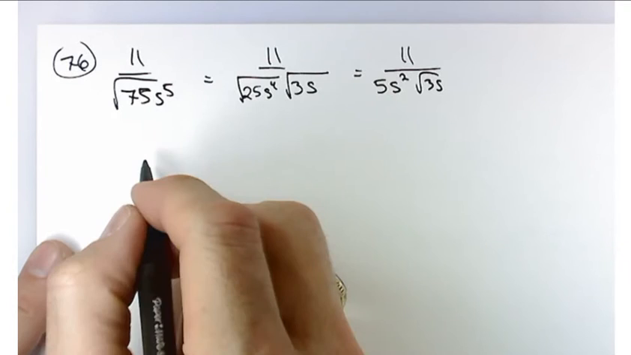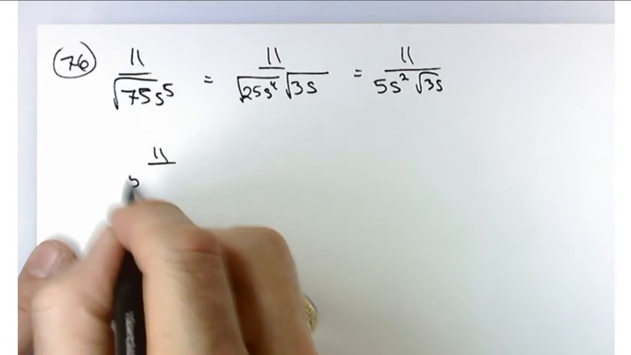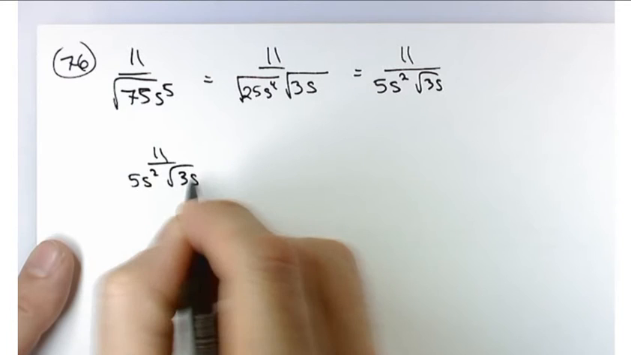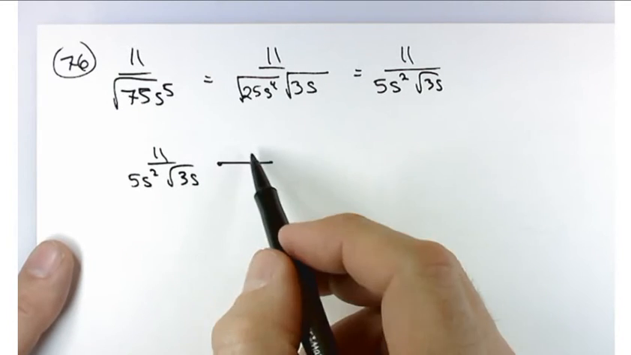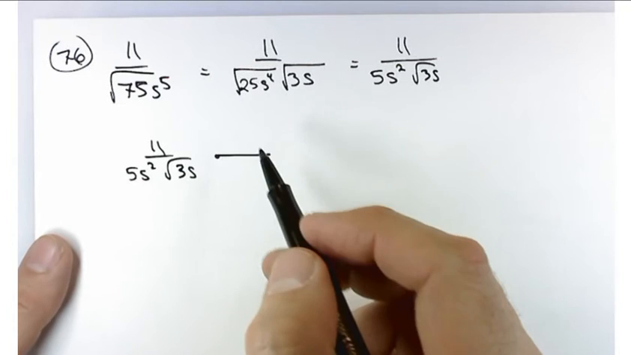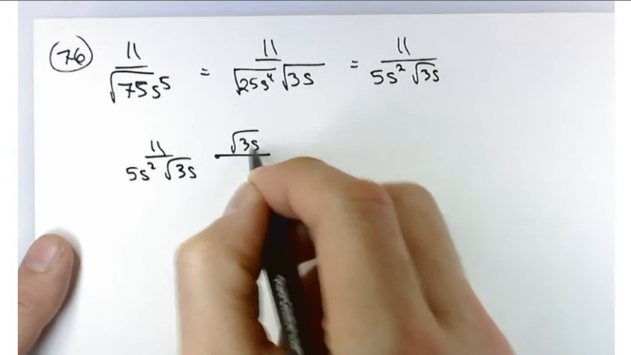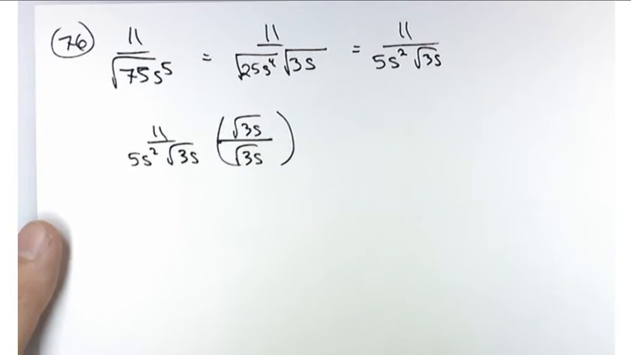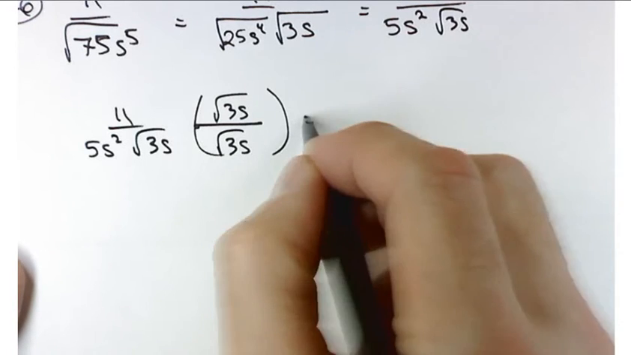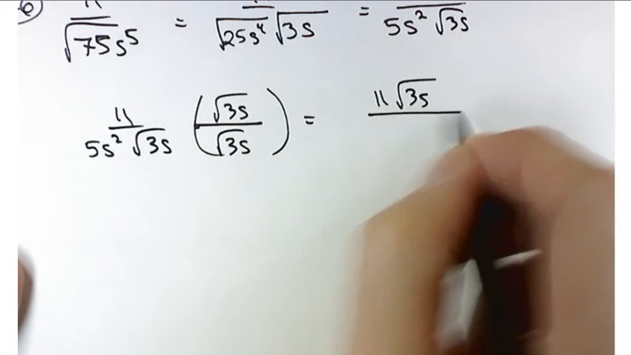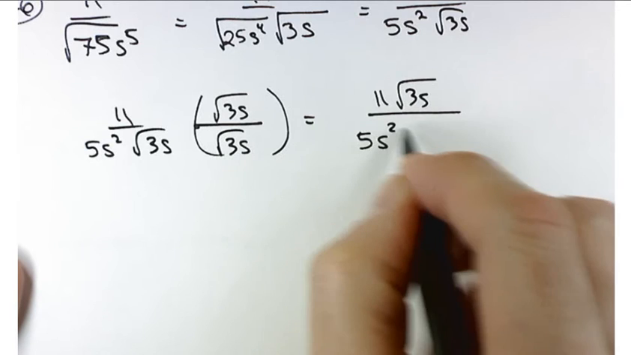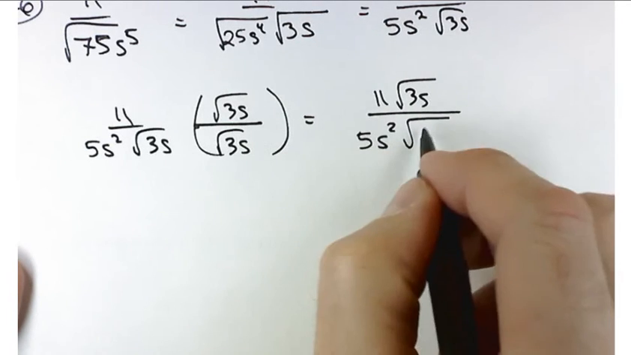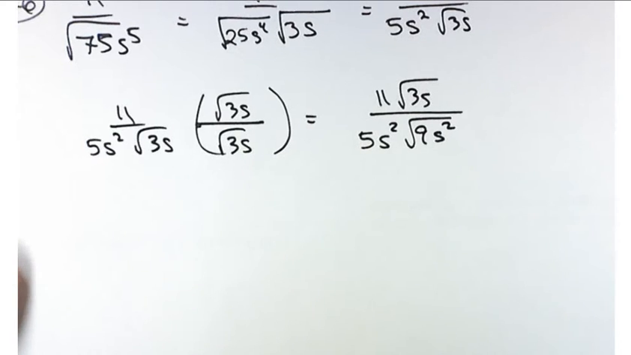What should I multiply this by to get rid of the radical? Square root of 3s over square root of 3s. Thank you. And when we do that, we get 11 square roots of 3s over 5s squared. 3 times 3 is 9. S times s is s squared. There's a little bit more work to do in the denominator.